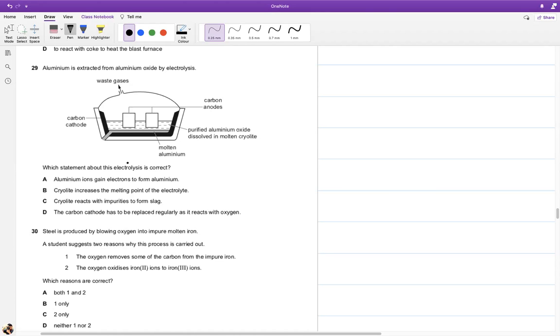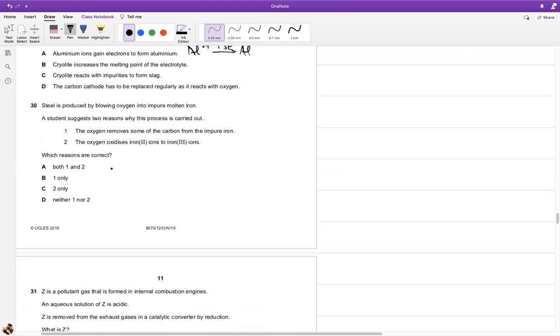Aluminium ions, which are Al3 plus by the way, gain electrons to form aluminium. Obviously they do. How do you get this? You add 3 electrons. So yeah, this is true. Cryolite increases the melting point. Wrong. Cryolite reacts. No. Carbon cathode has to be replaced. Carbon anode is the one that has to be replaced. This one, not the cathode one. उसने label भी किया हुआ है.